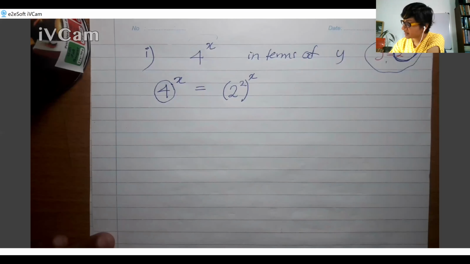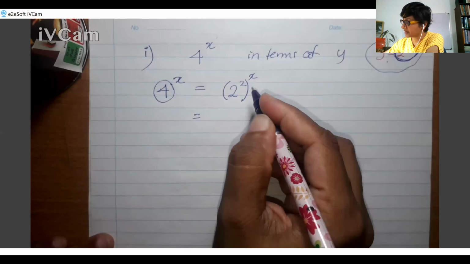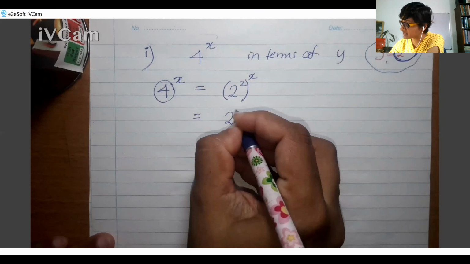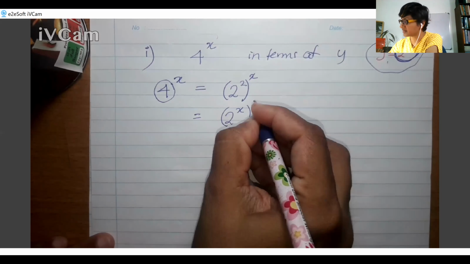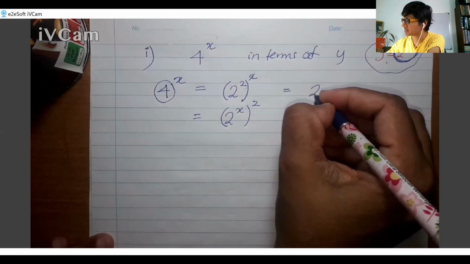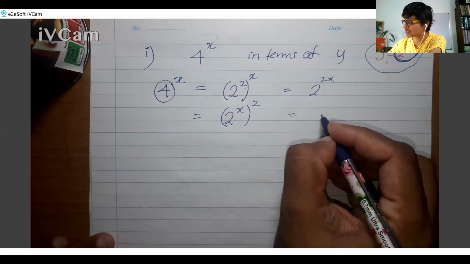Then I can change those 2 if I want, right? I can write this as 2 to the power of x to the power of 2. I swapped the 2. It's the same thing. Why? If I simplify this, I get 2 to the power of 2x. This is also 2 to the power of 2x.